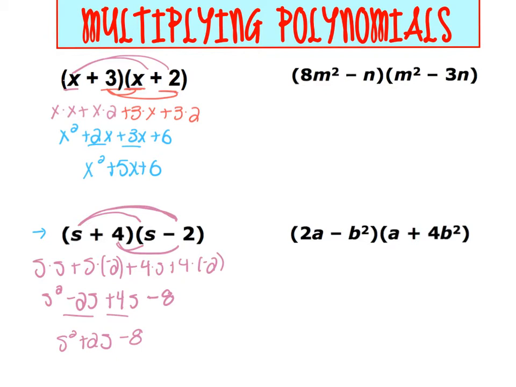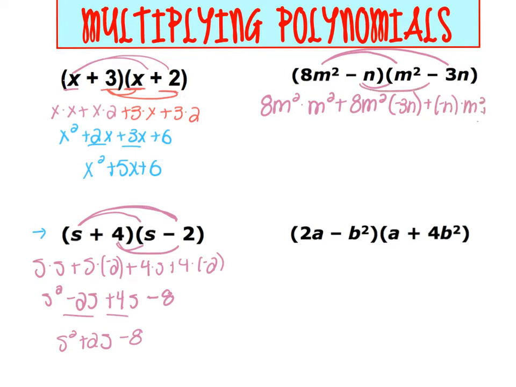Okay? Then I can do the same thing when I have more exponents. I just have to make sure I multiply my exponent terms together. So like here, I can take 8m times m squared and 8m times 3m. I just have to remember my rules for when I multiply things together that have exponents. And again, I'm going to put parentheses around that just so we don't lose the negative sign. Then I'm going to take negative n times m squared plus, we're out of room here, negative n times negative 3n.